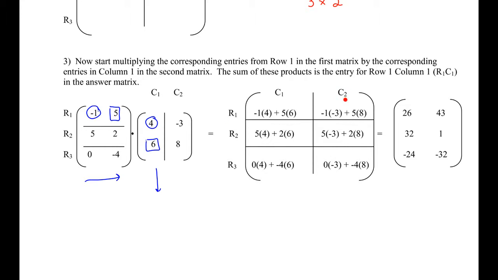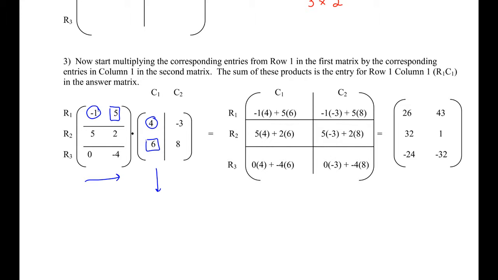If I want to figure out what goes in row 1, column 2, I would multiply across row 1, but now I'm going to multiply down column 2. For row 2, column 1, I'm multiplying across row 2, but down column 1. For row 2, column 2, I'm multiplying across row 2 and down column 2. And I'm going to continue this until I get all parts of my answer matrix filled, and I add the two sets of multiplications together to get my final answer matrix.